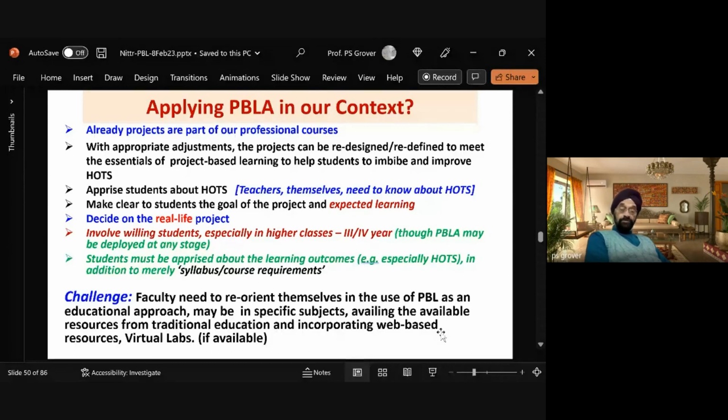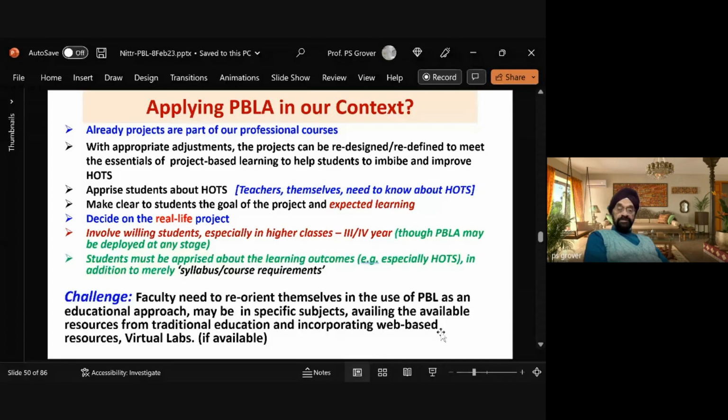Please see this. Now you as a faculty member have to apply your mind to how to transform the project already being done to achieve some of the learning outcomes which are pre-decided, and apprise students about higher order thinking skills. Teachers themselves need to know about higher order thinking skills. Make clear to students the goal of the project and expected learning. Decide on the real-life project.